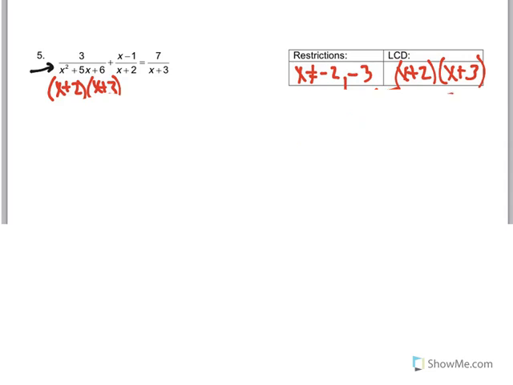So now, as far as multiplying everything by my common denominator, I'm going to multiply the top by x plus 2, x plus 3. The second fraction, so I'm going to multiply every fraction by x plus 2 and x plus 3.